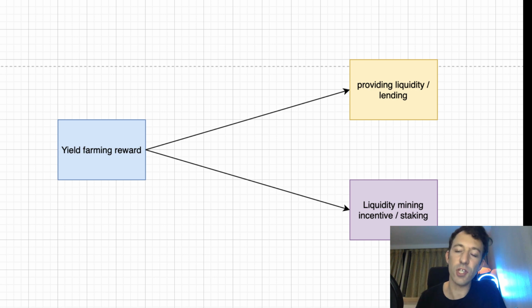And the other part of the yield farming reward is what we call liquidity mining incentive, or staking. This is an extra reward that some DeFi protocols started to implement in order to attract liquidity. With this kind of reward, in general, you get some governance token for providing liquidity or lending your token. And these governance tokens, even if you don't care about the utility, still have a market value. So you can resell them, and this will actually boost your yield.